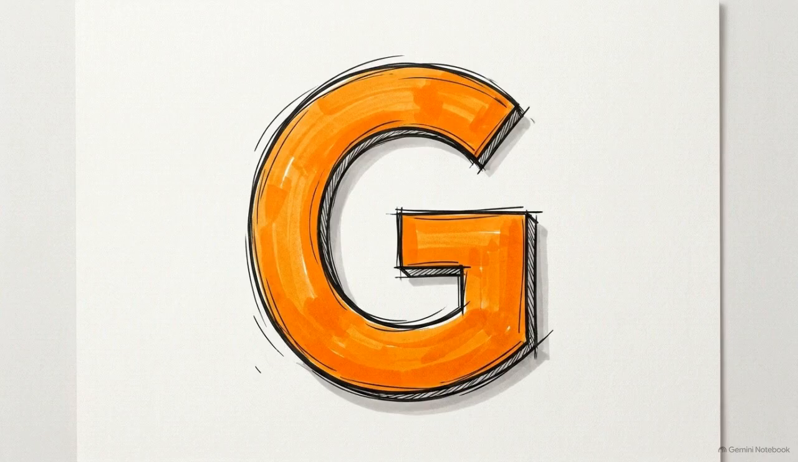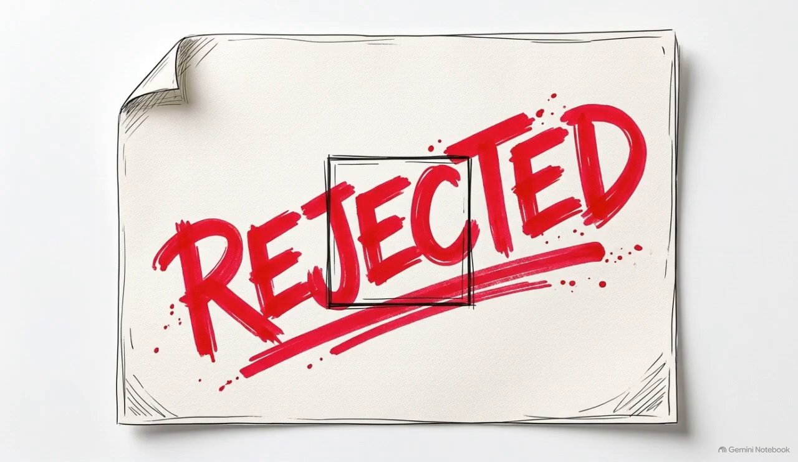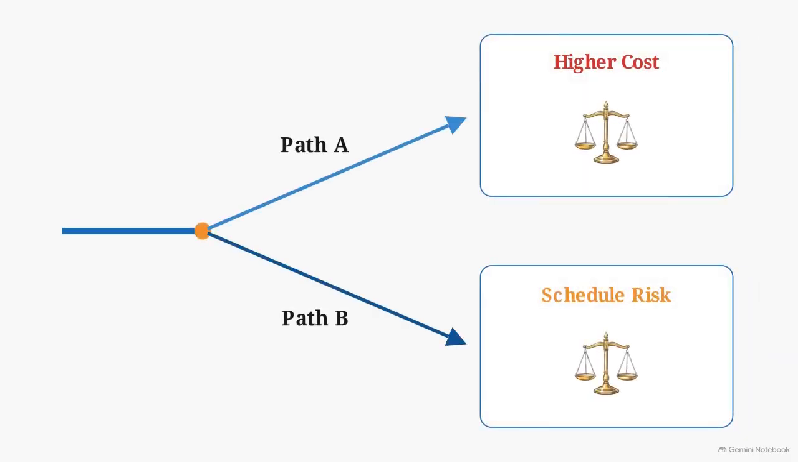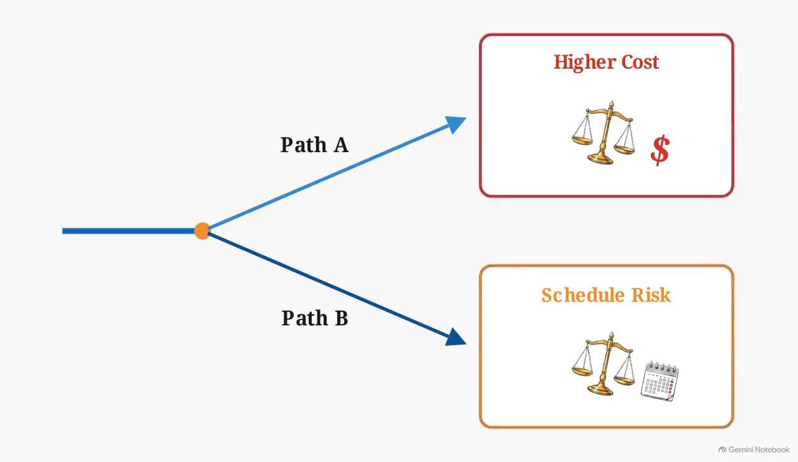This leads to G, give real options. Avoid bringing a single recommendation to the room for approval. Prepare at least 2 viable paths forward for every risk. Ensure each path has a visible trade-off, such as higher cost versus higher schedule risk.